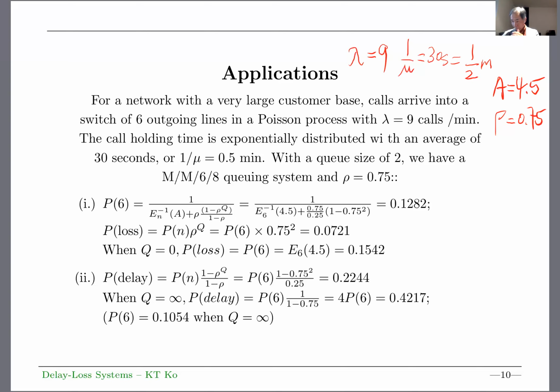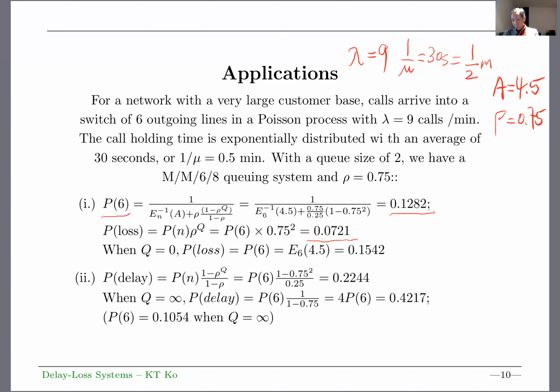So basically we have all the parameters, and all you have to do is work out the P6 values, and it turns out to be about 0.1282, and the probability of loss is about 7%. So just utilize the last results I showed you before.